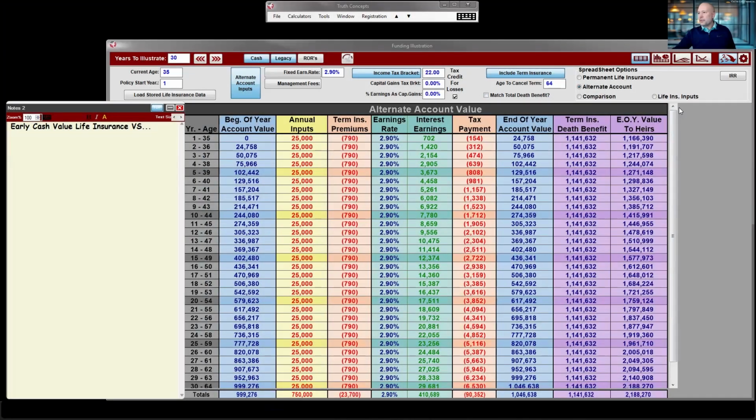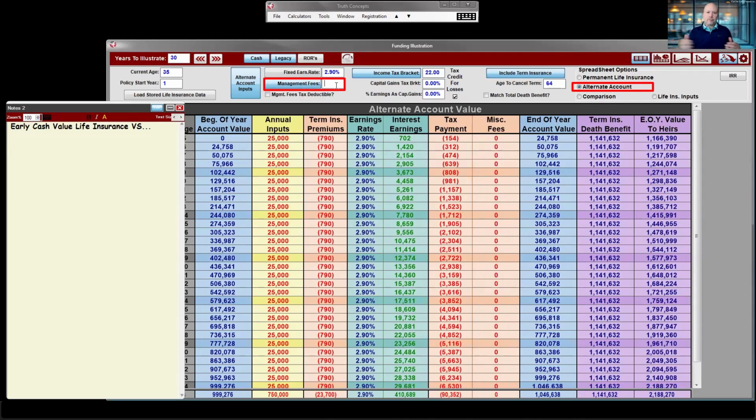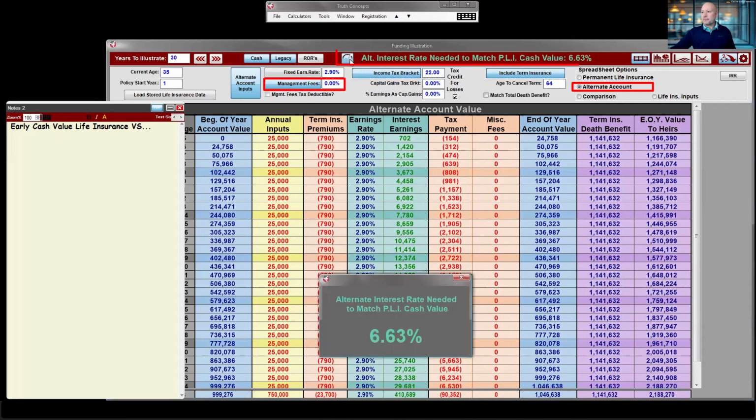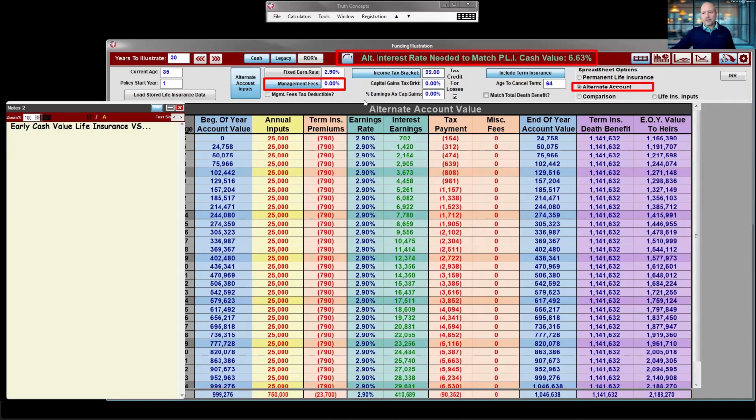Okay, so now we're on the alternate account tab of the calculator. I'm going to click the management fees button. My first example is going to be a 0.1% fee. I looked up a Fidelity, Vanguard S&P 500 no-load mutual fund, and in its literature it said it was a 0.1% fee. So I'm going to put in a 0.1% fee, and I'm going to turn on the internal rate of return. We're at 6.63%. Now I put in a 0.1% fee, and it goes from 6.63% to 6.77%. Your market account would have to get 6.77% every single year for 30 years to match the internal rate of return of the early cash value whole life insurance policy that I'm showing.